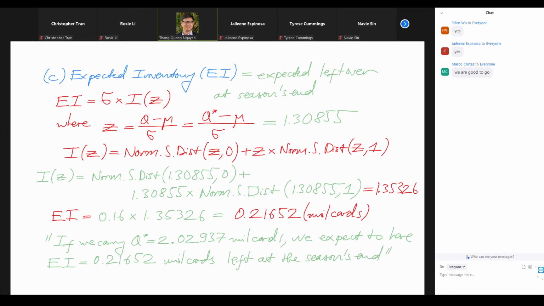Right. So this policy is, I would say, the most bulky among all of the parts of this question. But other than that, things are shorter and easier. Okay, so that's the expected inventory, how much we expect to have left at the end of the season.